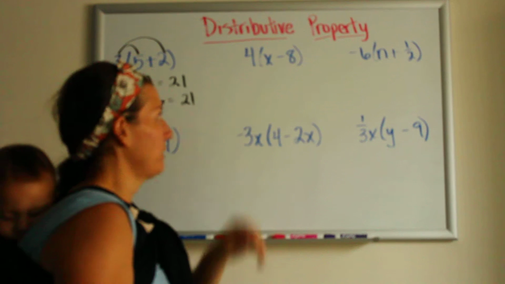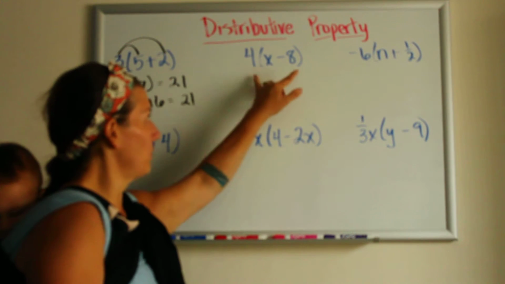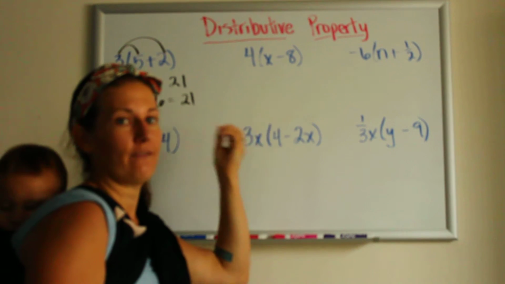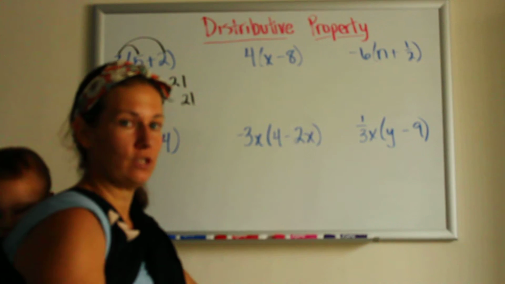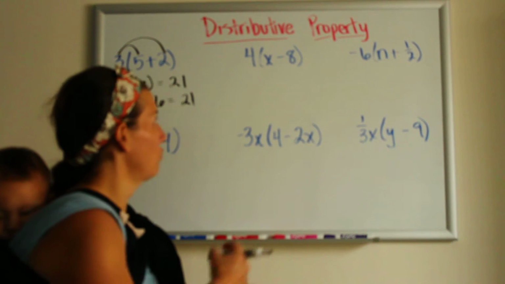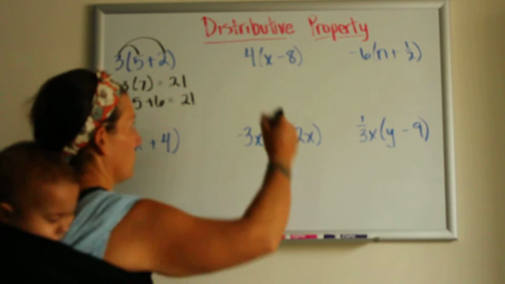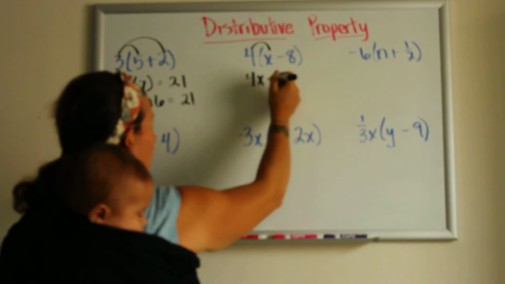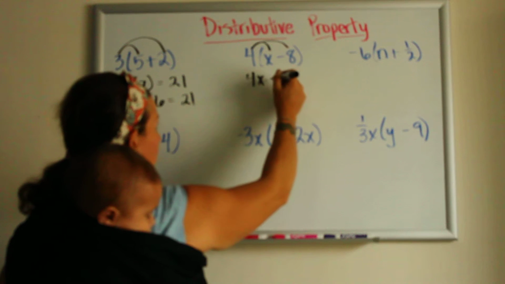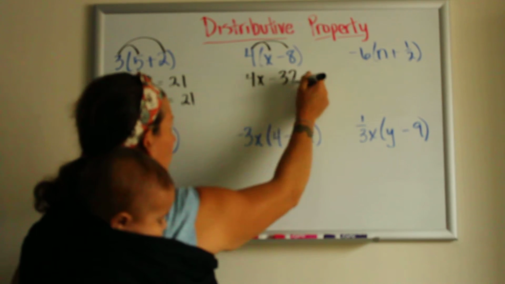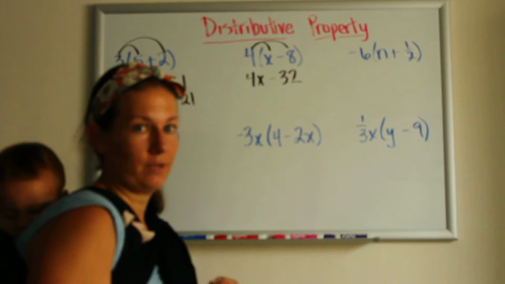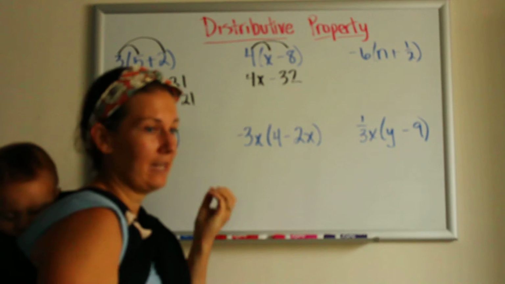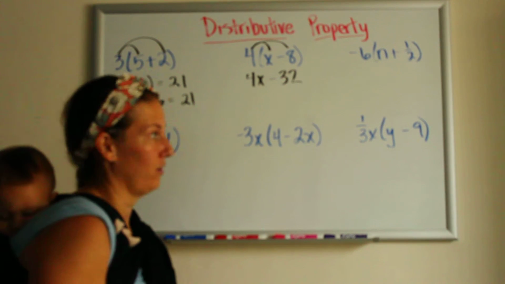So here we have a variable x. Inside the parentheses, I can't subtract 8 from x, so the only thing I can do is multiply and distribute the 4. So I'm going to multiply 4 times x, which is just represented as 4x, and 4 times negative 8, which is negative 32. At this point, it's in simplest form because I don't have any like terms, so I can't go any further.